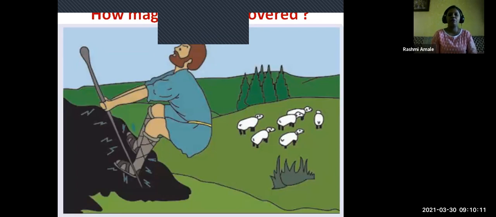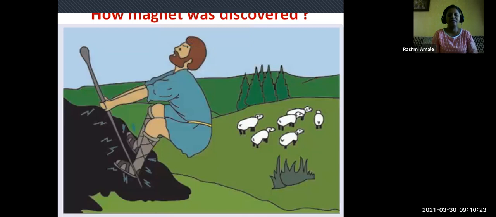And when he tried to get up, what happened? Who will tell me? When Magnus tried to get up, what happened? You can see in the picture his shoes and the stick in his hand, which is called a staff. It got stuck to the rock.